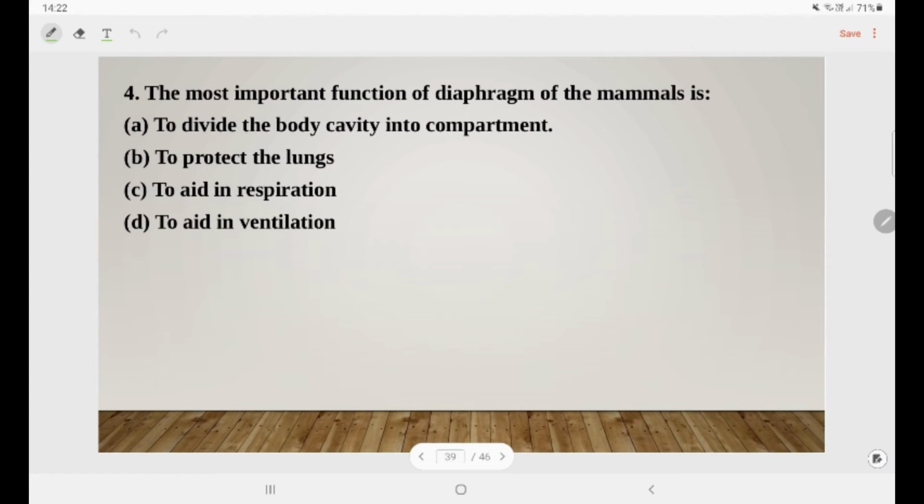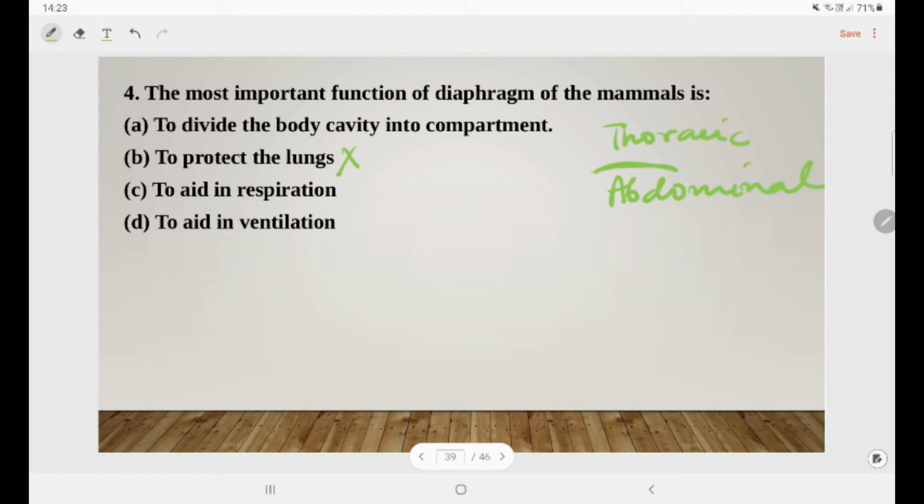The next question, the most important function of the diaphragm of the mammals is. Look students, here the diaphragm definitely divides the body cavity into an upper compartment and a lower compartment. Meaning above the diaphragm you will find the thoracic cavity, and below the diaphragm you will find the abdominal cavity. This might look like the right answer, but option B is to protect the lungs. This is definitely not the answer.